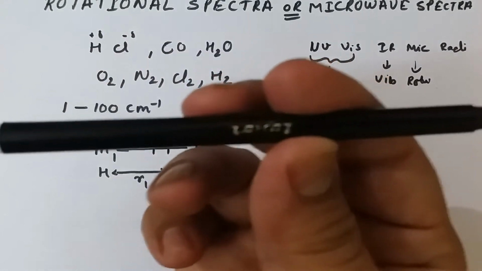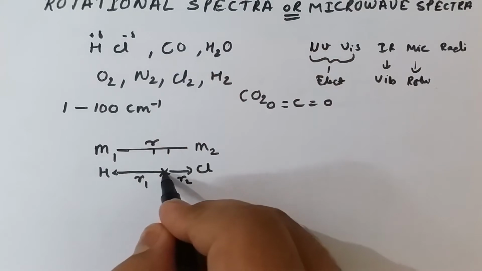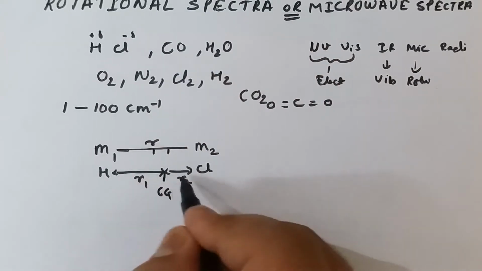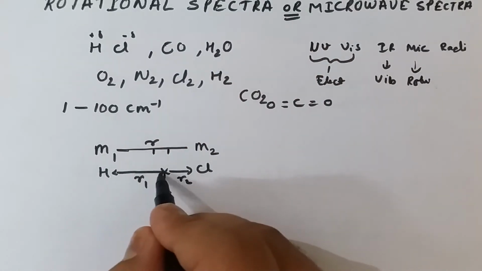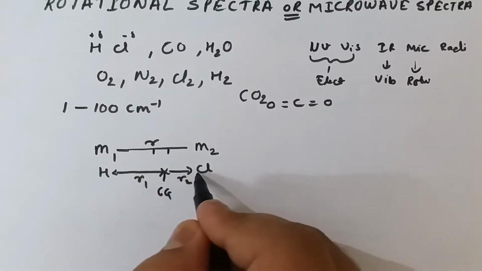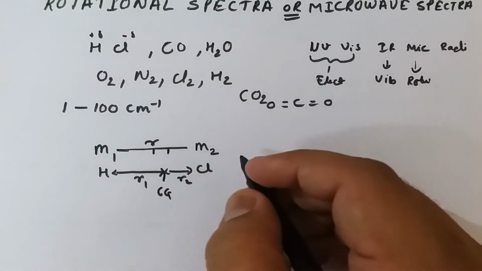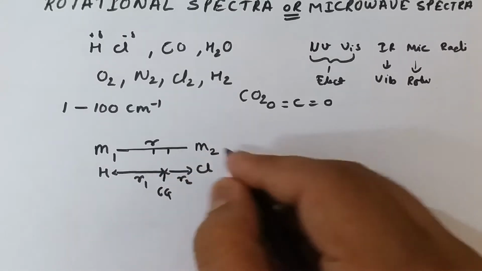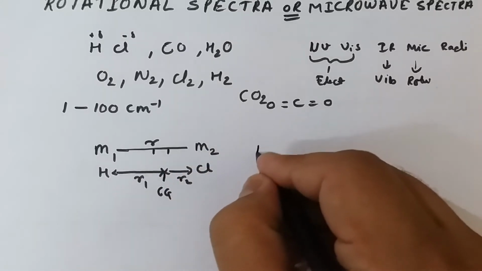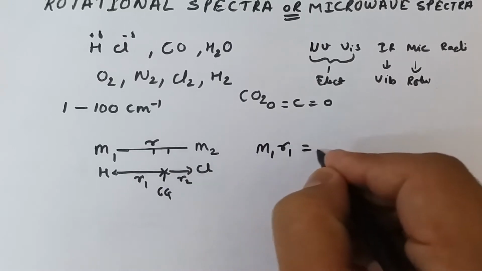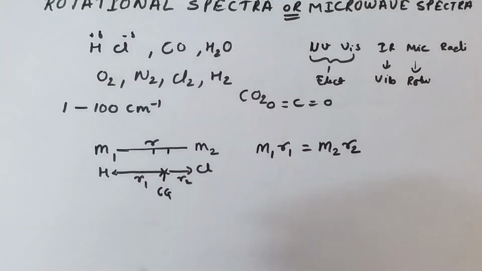The center of gravity Cg will be fixed for this particular molecule and this particular length. So hence the center of gravity is defined by the equality of moments about its center, and hence at the center of gravity we can write m1 r1 is equal to m2 r2.